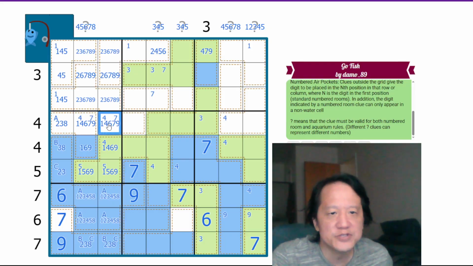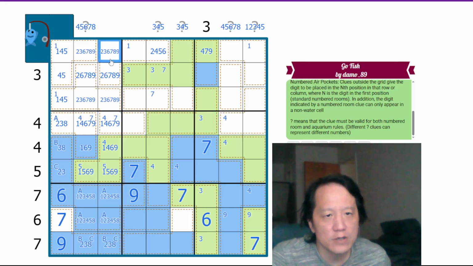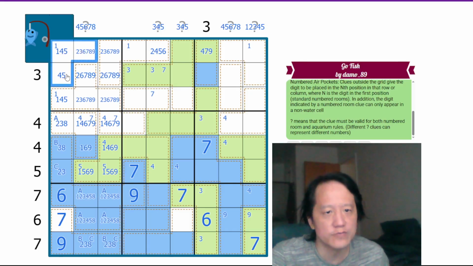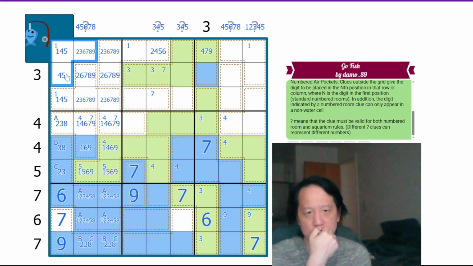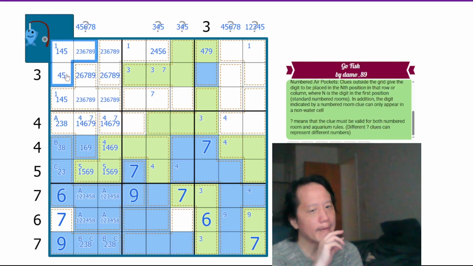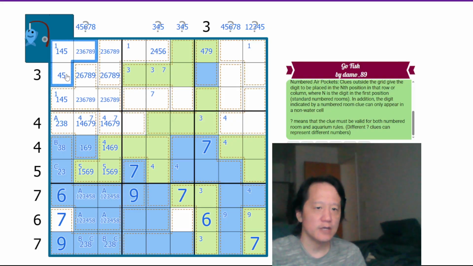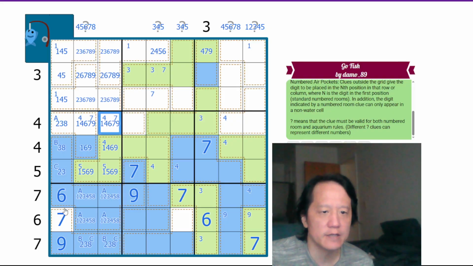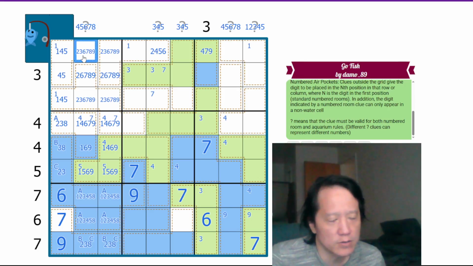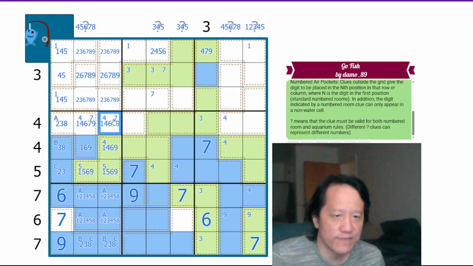Where can this digit be in box 1? Can't be here, can't be in the aquarium, so this digit has to be one of those 3. If it's 6, 7, or 9, that means it must be there. If it's 1 or 4, that means it would have to be there.